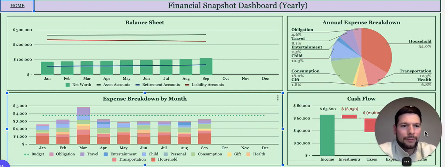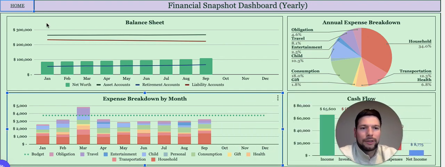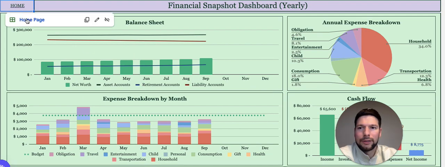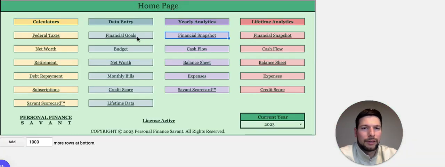So this one's a great one just to get a quick look. But what if you're someone who wants to say, all right, now I saw this data, and now I want to go into the details and understand what's really going on. So the first one we'll look at is the cash flow dashboard.